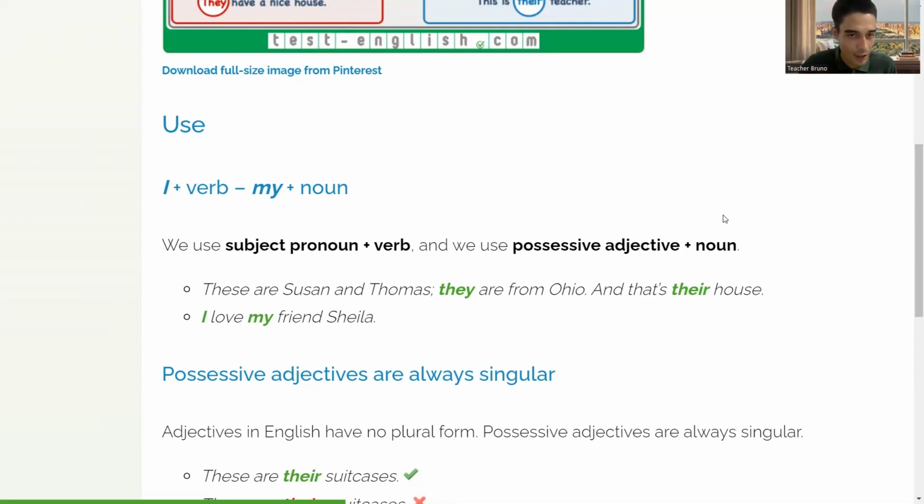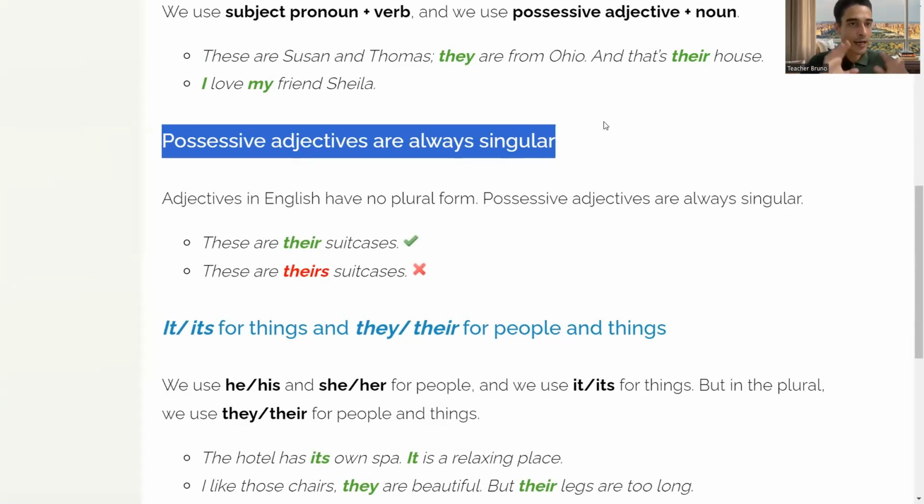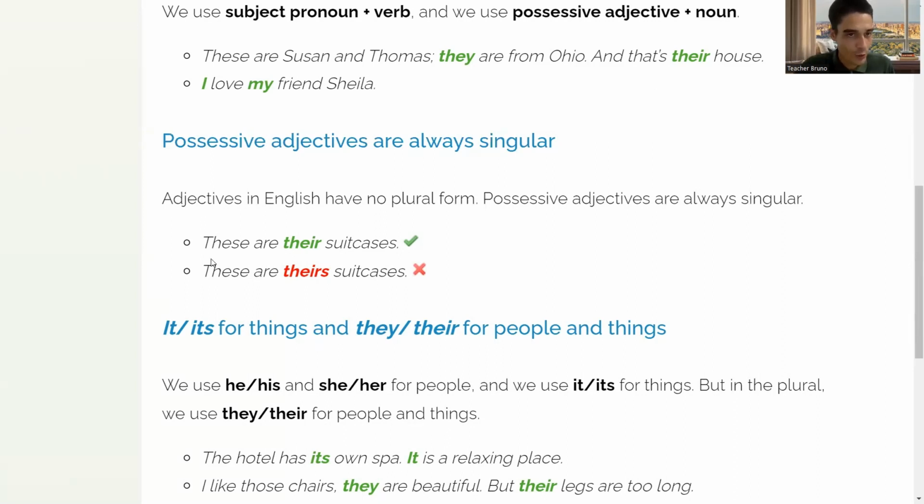Objects are nouns. That's their house. It belongs to who? To Susan and Thomas in this example. They are from Ohio, and that's their house. They live there. That's their house. It belongs to them. Possessive adjectives are always, 100% of the time, singular. For instance, we say, these are their suitcases. And we never say theirs. They have no plural form.